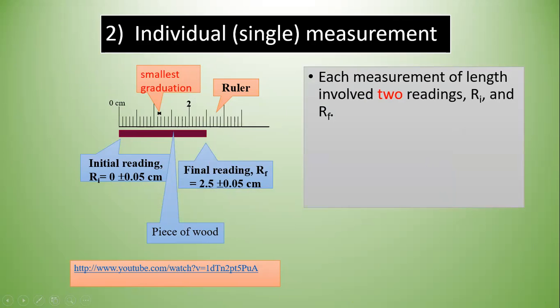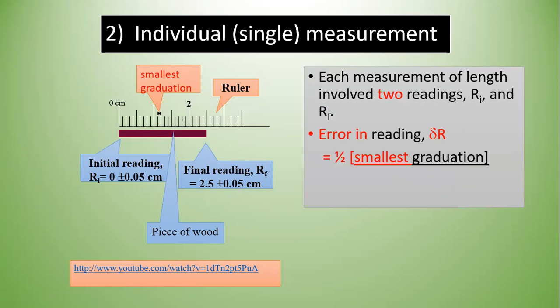Every measurement that we do, we have to make two readings. Usually we forget about this one. We have to read the initial one first. Then our error in reading is half the smallest graduation, if you read one side. In this case, the smallest graduation is 0.1 cm, so you divide by 2 to get 0.05 cm. Okay? That's where we got it from, here.